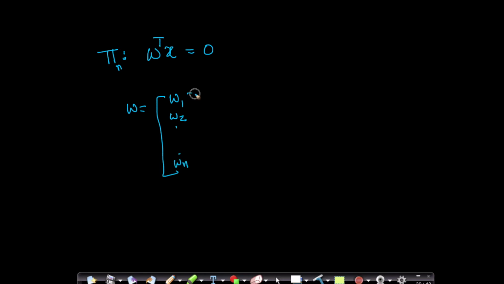Now let's understand the equation of a plane in a new way, using a slightly different geometric interpretation. Let's assume I have a plane pi. It's an n-dimensional plane, and this plane passes through origin, which means its equation will be W transpose X equals to 0, where W is a column vector with W1, W2, so on and so forth, Wn, and X is also a column vector corresponding to your n dimensions.